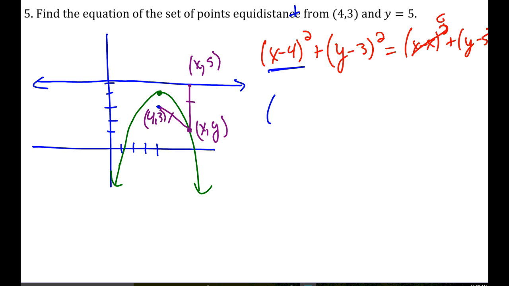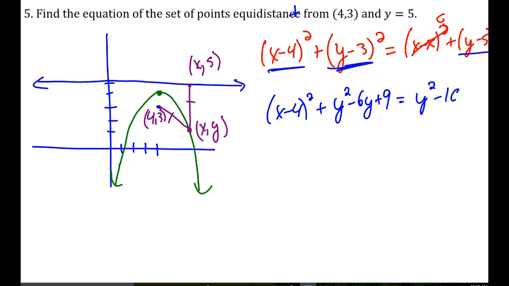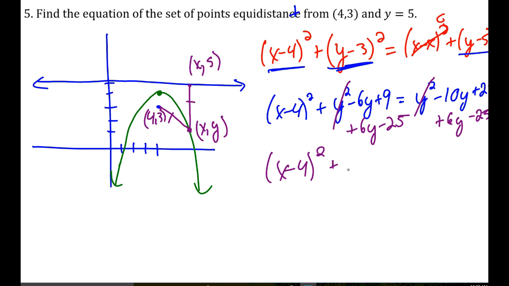I'm not going to square that out because otherwise I'd have to complete the square to get it into vertex form, and I'd prefer not to complete the square. Plus, expand that out, y squared minus 6y plus 9 equals y squared minus 10y plus 25. I have a y squared on both sides. I'm going to get my y's on the other side. Move over my constant to the left-hand side, and I get (x minus 4) squared, 9 minus 25 is 16, negative 16, equals negative 4y.